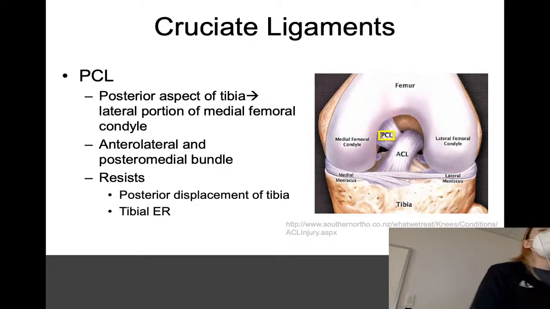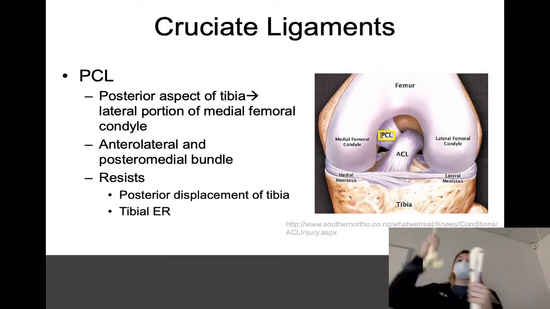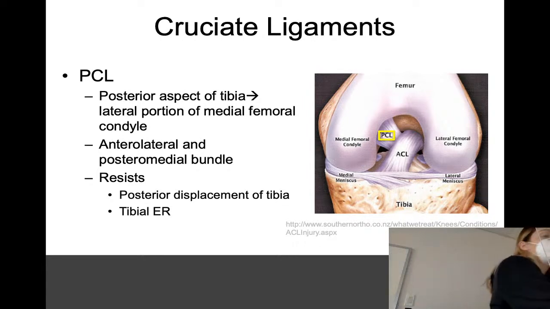And the resistance of this is going to be kind of the opposite. So it's going to resist posterior displacement of the tibia, which would be the tibia moving backwards. So coming this direction instead of forwards. So posterior displacement of the tibia, which is kind of hyperextension, right? And it's going to resist tibial external rotation, which would be rotating out. So coming this way and this way is what it is resisting.